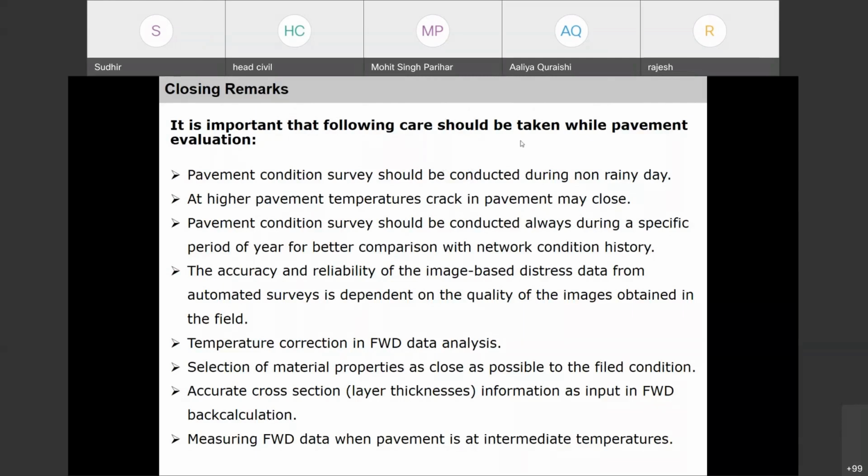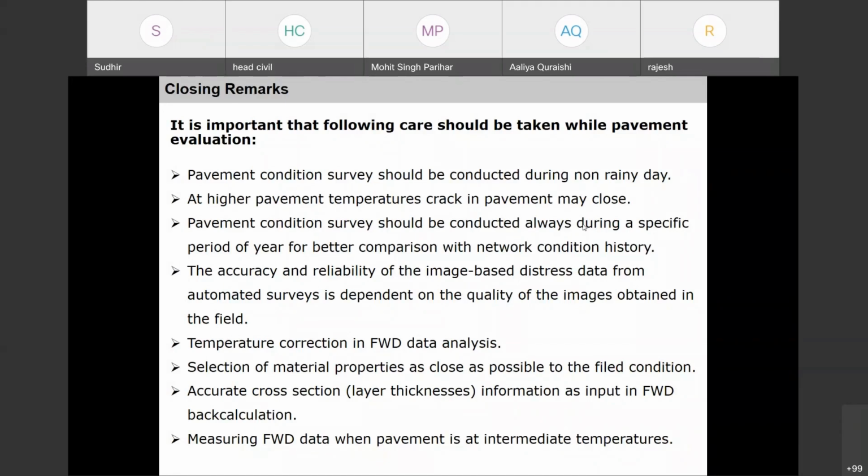Then it is advised that a pavement condition survey should always be conducted during a specific period of a year for better comparison with network condition history. Okay, so what this means is that a specific time period should be fixed. For example, all the surveys should be conducted, let's say, in the month of March. Okay, so there should be a time window, from March 1 to March 30th, that all the pavement condition surveys should be conducted in this particular time period in all the years, so that the data can be compared.